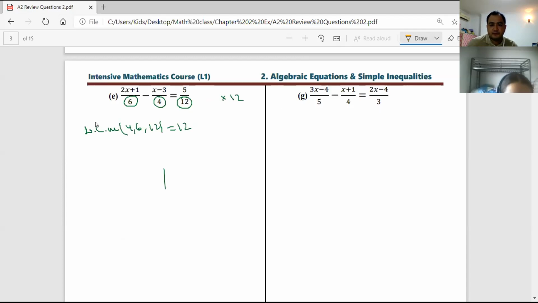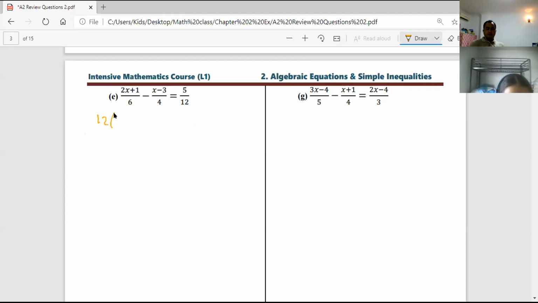Okay? So it's 12 times 2x plus 1 over 6 minus x minus 3 over 4 equals 12 times 5 over 12. That's gonna be 4x plus 2 minus... Okay, 4x. Very good. Okay, continue. x minus 9 equals 5.